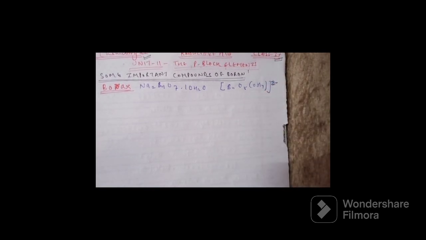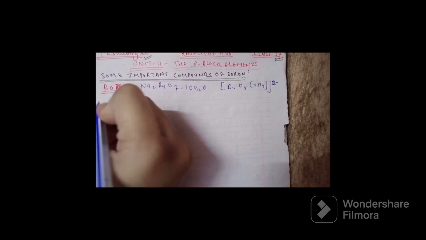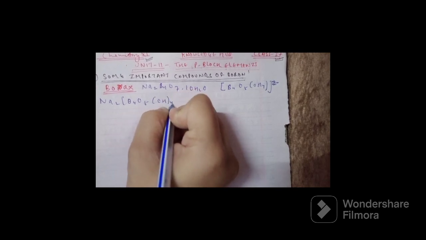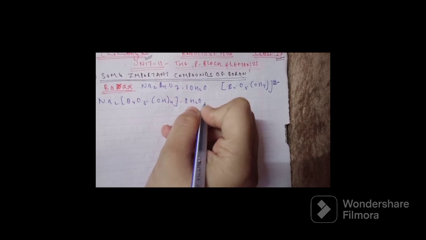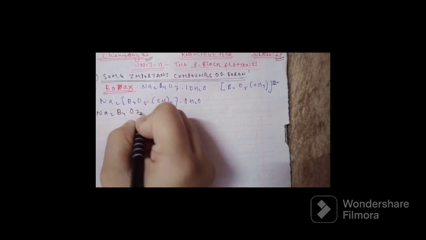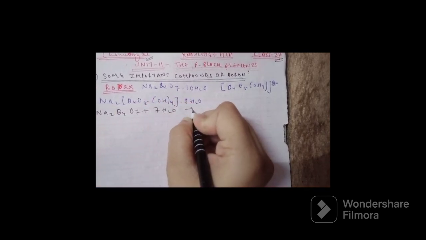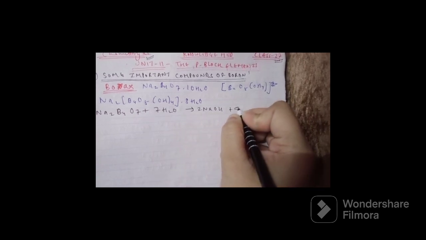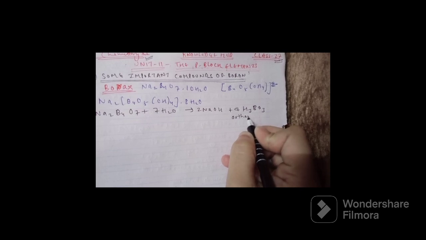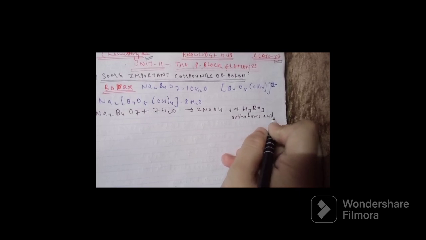Okay, so it contains the tetranuclear units, and therefore the correct formula is Na2[B4O5(OH)4].8H2O. I will just write it down. When borax is dissolved in water, it gives an alkaline solution: Na2B4O7 + 7H2O gives 2NaOH + 4H3BO3, which is orthoboric acid. So basically it is orthoboric acid.